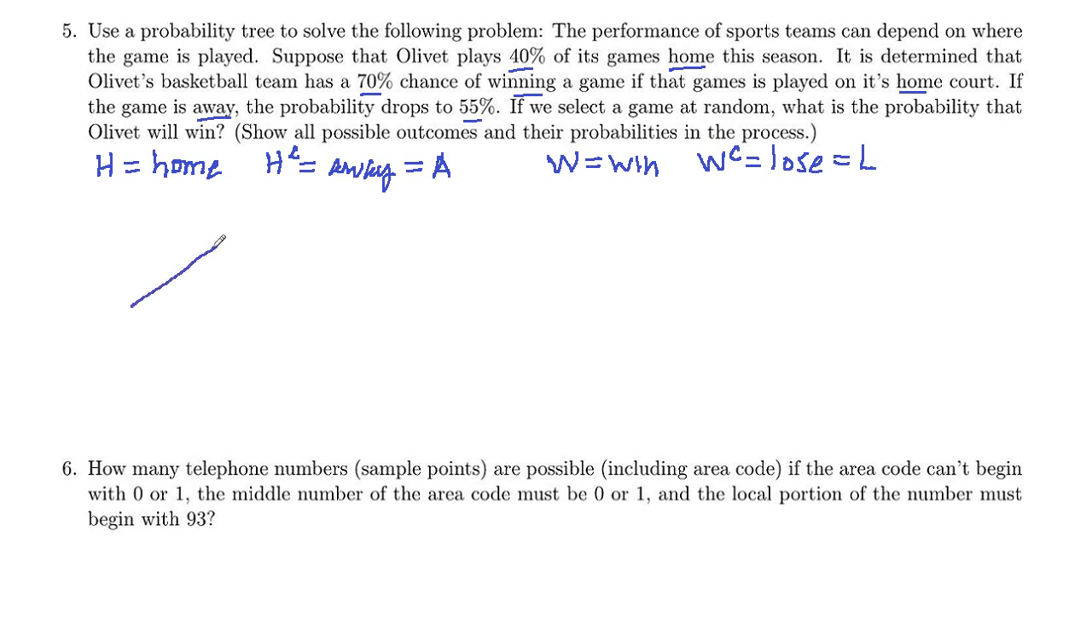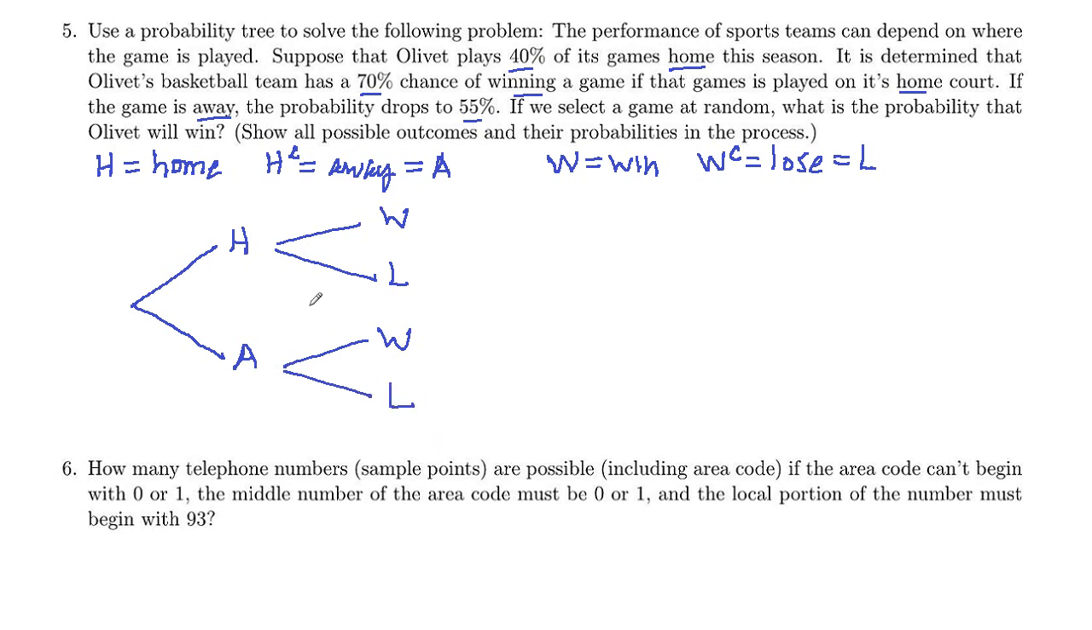So the first level in our tree, we can either play a home game or an away game. If we play a home game, we can either win or lose. Playing an away game, we can either win or lose.